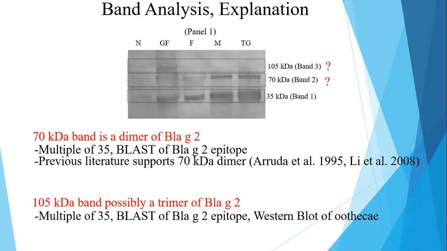And so mass spectrometry answered our questions. It gave us the identities of the bands. The 70 kDa band turns out to be BLOG2, and also the 105 kDa band turns out to be BLOG2. And so that made things even more interesting. We then concluded that the 70 kDa band is likely a dimer of BLOG2. It's essentially two BLOG2 proteins bound together, because 70 is a multiple of 35. That was one part of our reasoning.